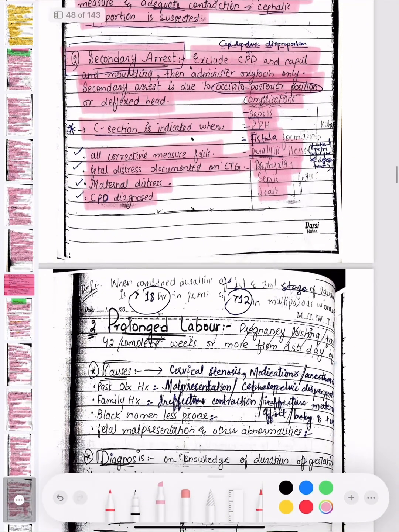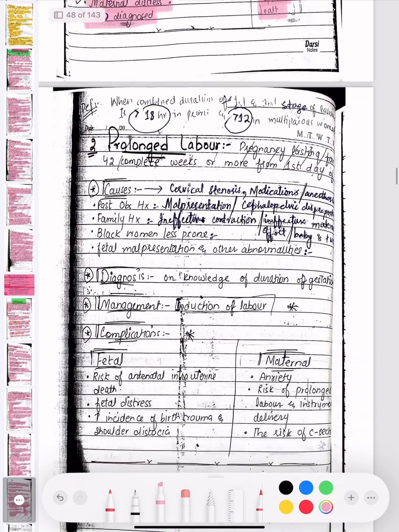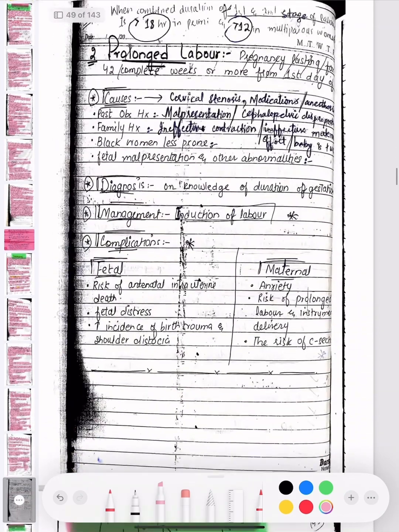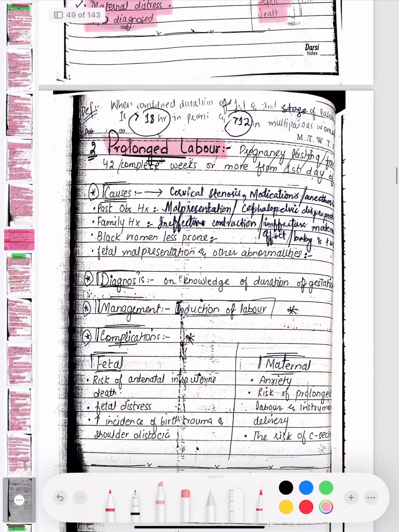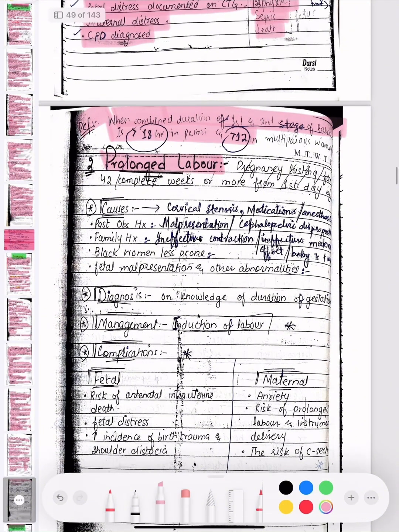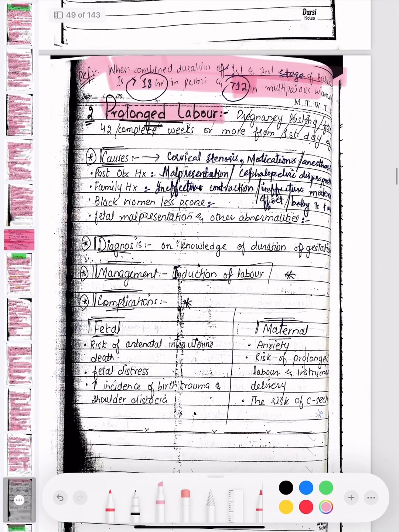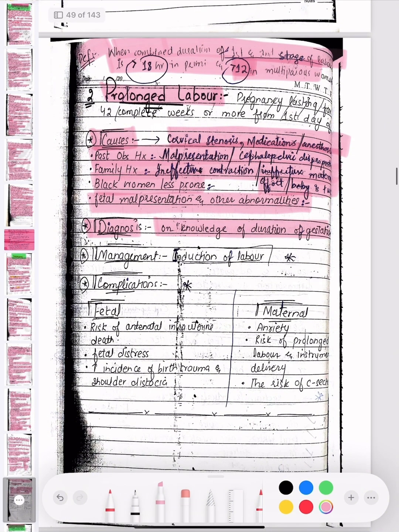Okay, so we have discussed prolonged labor. The definition is when the combined duration of the first and second stage of labor is greater than 18 hours in primigravida and greater than 12 hours in multiparous. The causes of prolonged labor are cervical stenosis, medications, anesthesia, past operative history, malpresentation, cephalopelvic disproportion, family history, ineffective contractions or ineffective maternal effort, and black women are less prone, and fetal malpresentation and other abnormalities. The diagnosis is based on knowledge of duration of gestation.